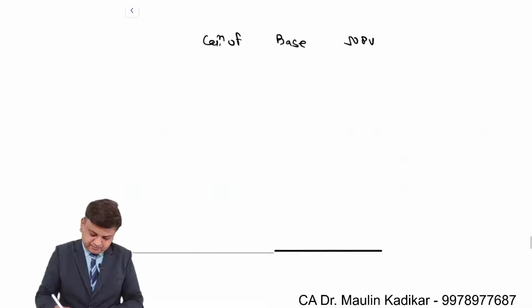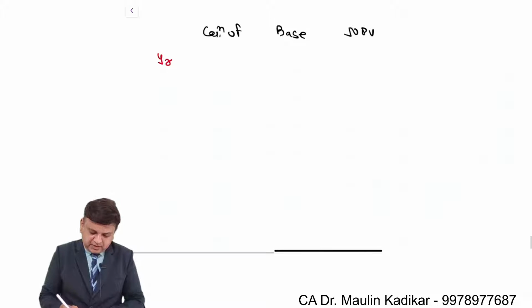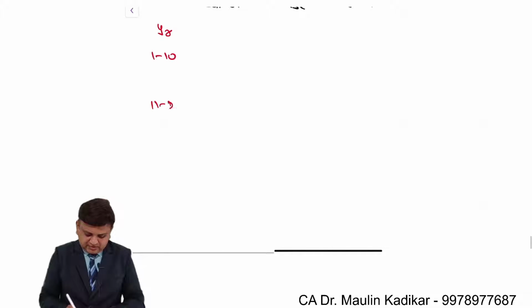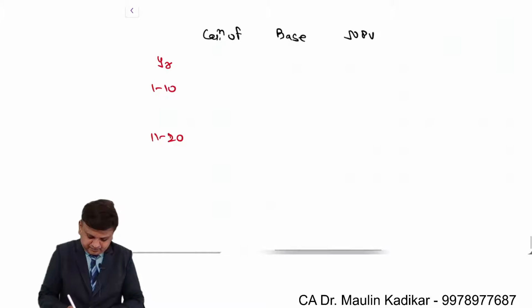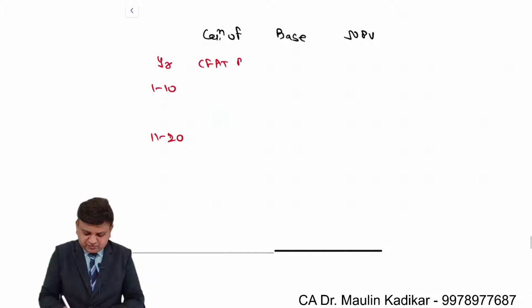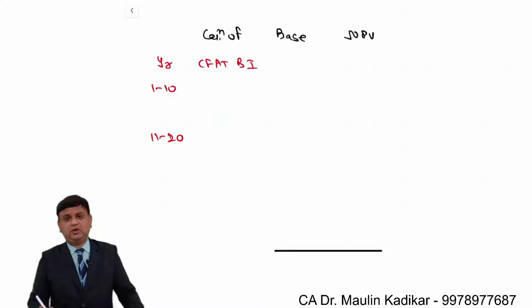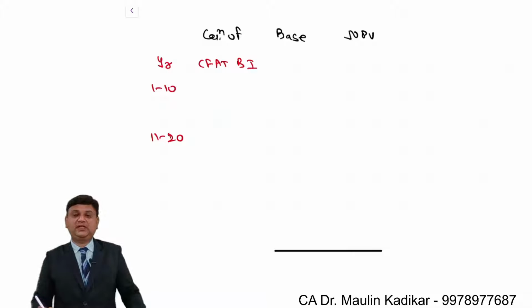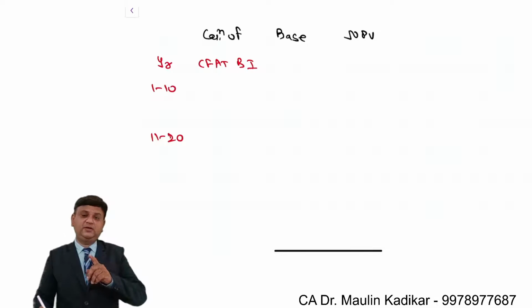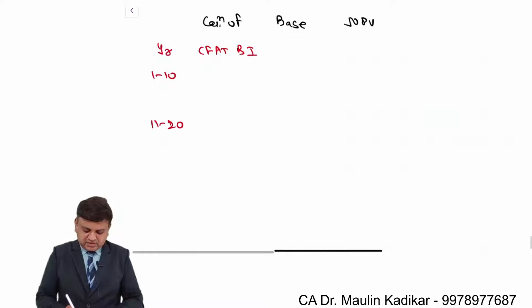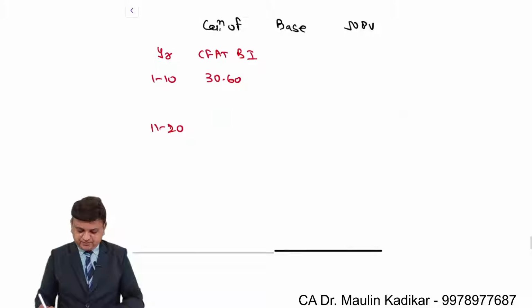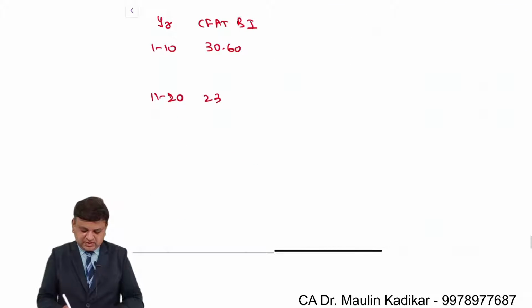In that, write down year 1 to year 10, year 11 to year 20. It is cash flow after taxes before interest. Friends, you remember that in ratio analysis you used to learn, all of you, NOPAT, net operating profit after taxes. It is exactly the same thing. Instead of profit, it is a cash flow. So for the first 10 years, it is 30.6, and for the remaining 10 years, it is 23.1.